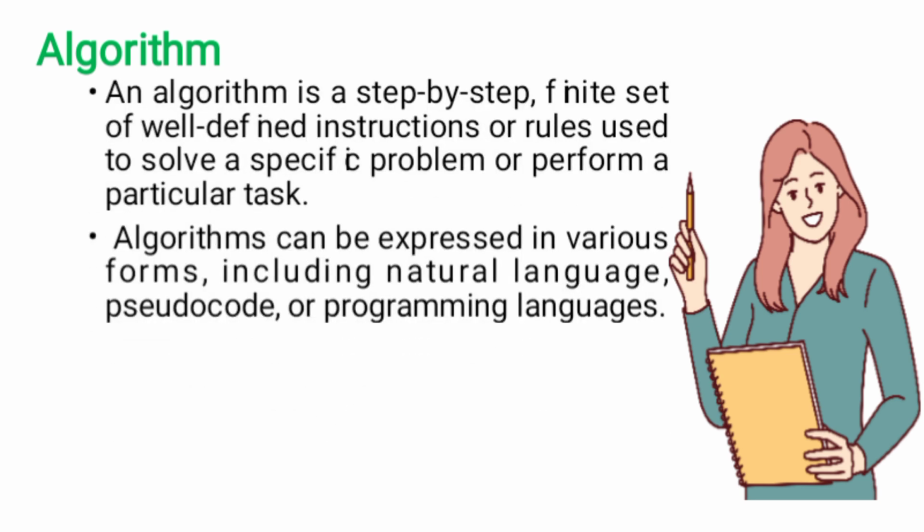An algorithm is a step-by-step finite set of well-defined instructions or rules used to solve a specific problem or perform a particular task. Algorithms can be expressed in various forms, including natural language, pseudocode, or programming languages like Python, and they are a fundamental concept in computer science and programming.